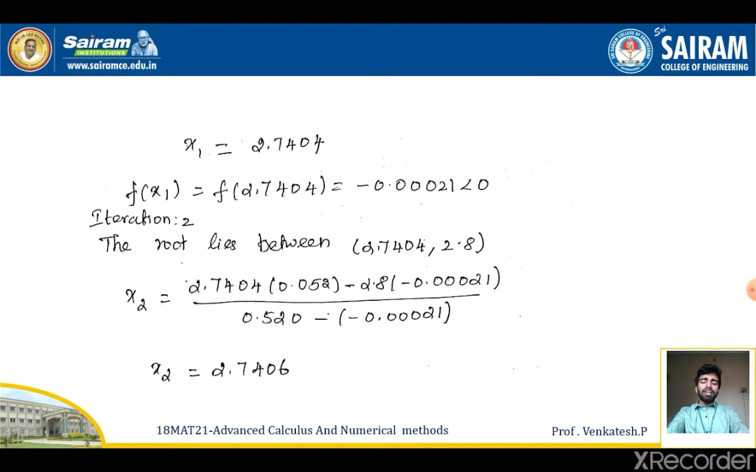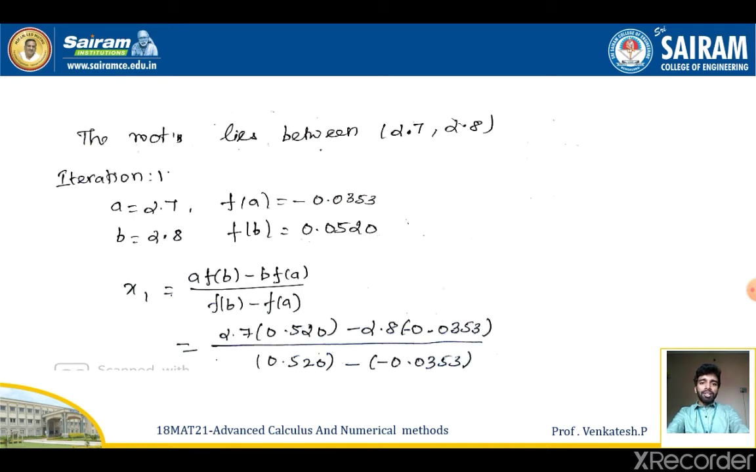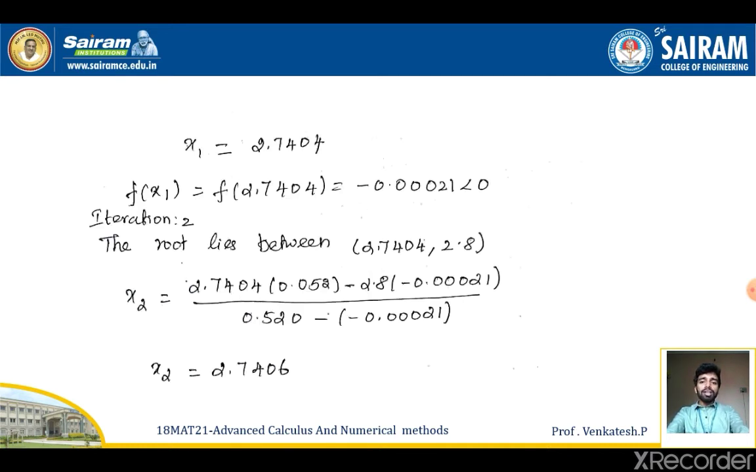In the previous iteration, the value of f of a was negative. Here also, f of x1 is negative. So I can take the x1 value as a, keeping the previous b as it is. In iteration 2, I am taking a equal to 2.7404 and b equal to 2.8 and computing the value of x2. Replace a and b in the equation along with the f of a and f of b values. After simplifying, we get x2 equal to 2.7406.